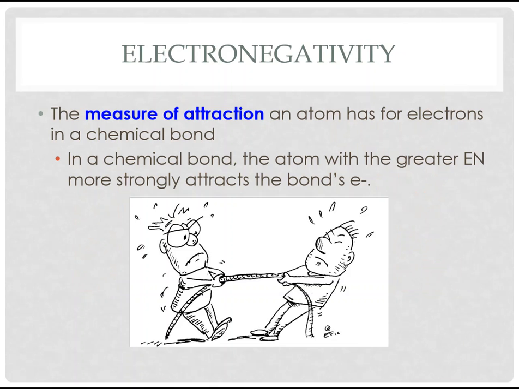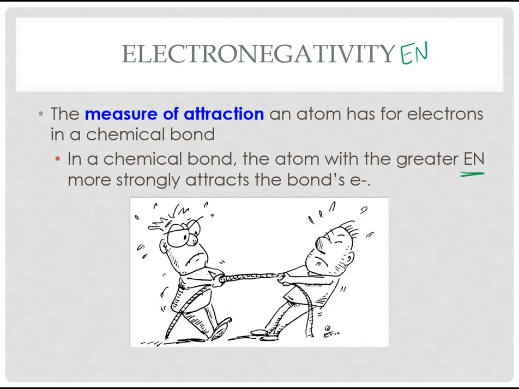Electronegativity. Let's talk about this concept. We use this as an abbreviation, EN, as you see here. It's much easier to write EN than write out the full word. It is quite a long word. It's the measure of the attraction an atom has for electrons in a chemical bond. In a chemical bond, the atom with the greater electronegativity is more strongly attracted to the bond's electrons.